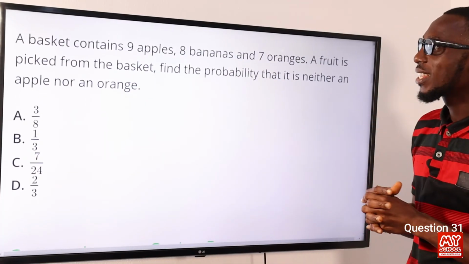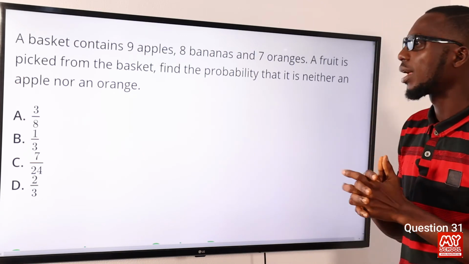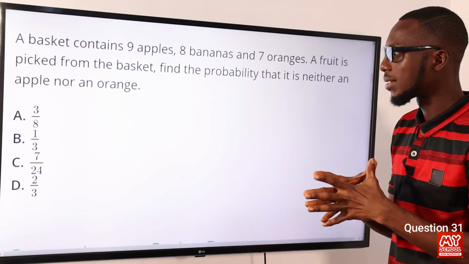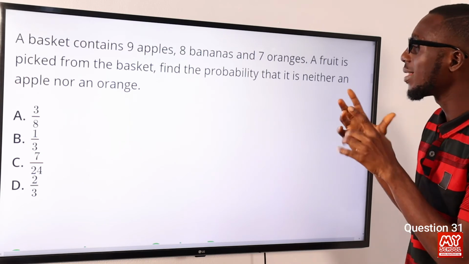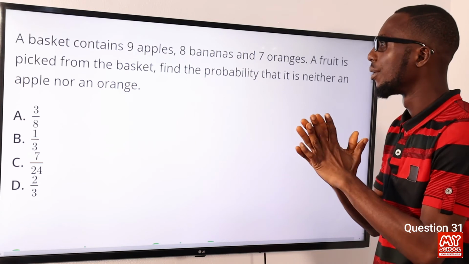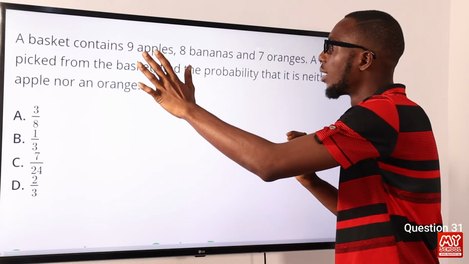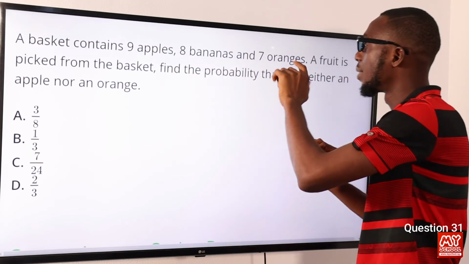31. A basket contains 9 apples, 8 bananas, and 7 oranges. A fruit is picked from the basket. Find the probability that it is neither an apple nor an orange. So you don't need to stress this. We are told that it's not going to be an apple nor an orange.